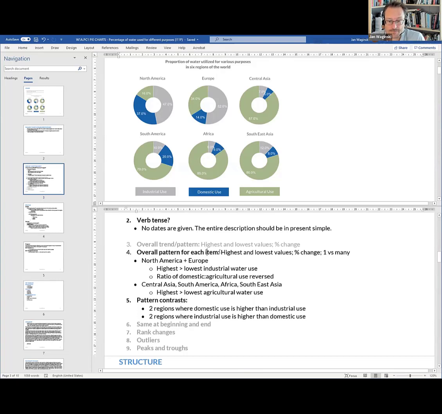So the overall pattern for each item, what would it be for North America and Europe? I mean, it's logical to start off with the item that's larger. So talking about Europe's industrial use of water, followed by North America's industrial use of water. And also, what do you notice about Europe's and North America's domestic and agricultural use of water? Check that out.